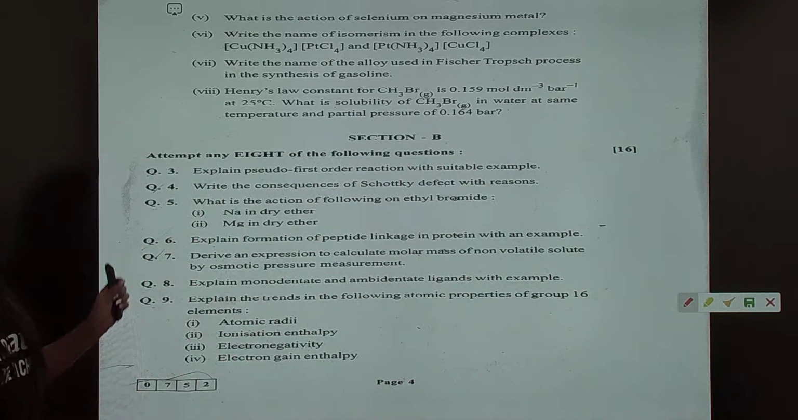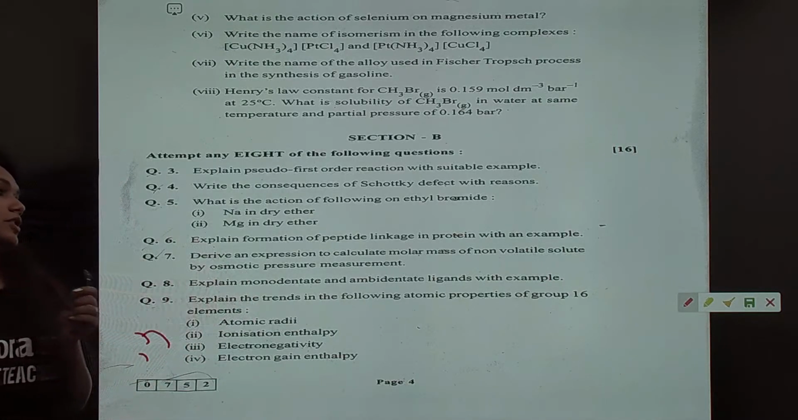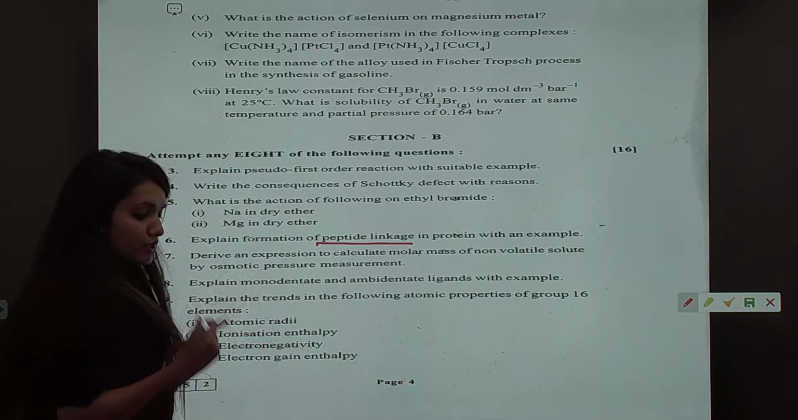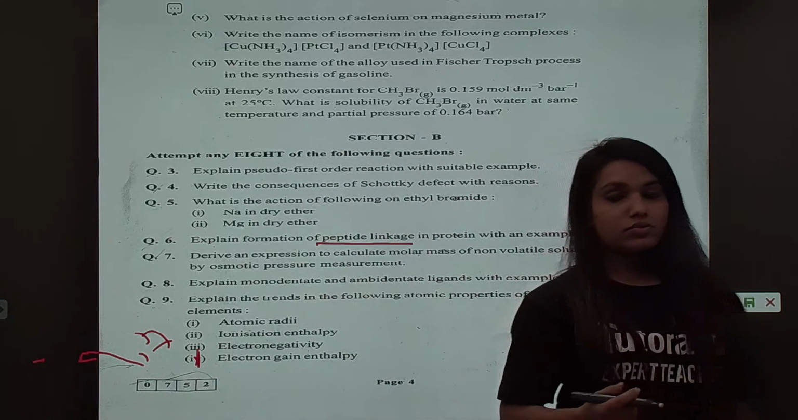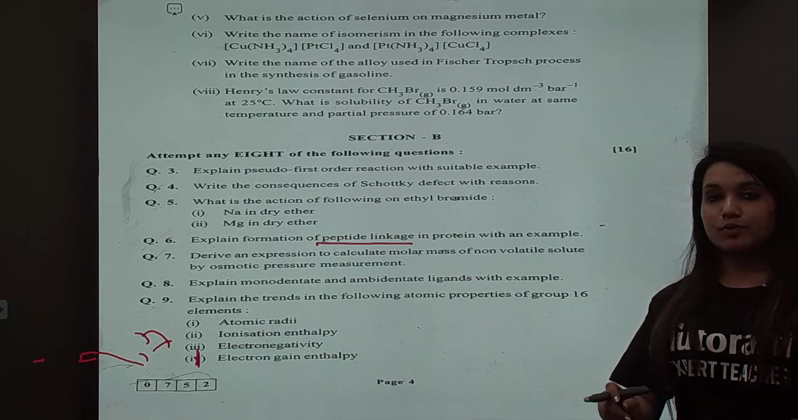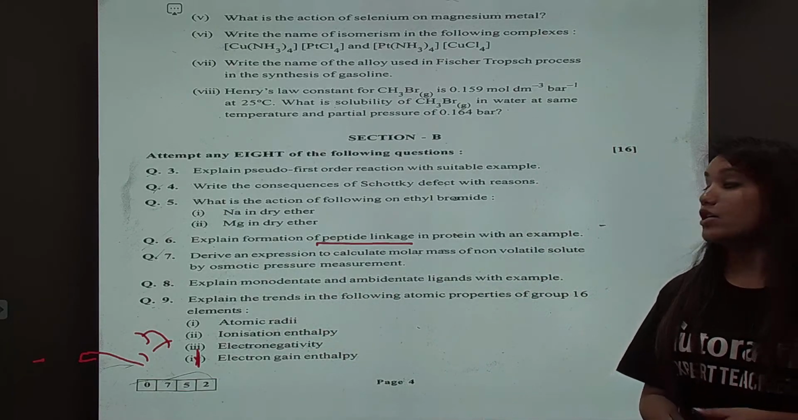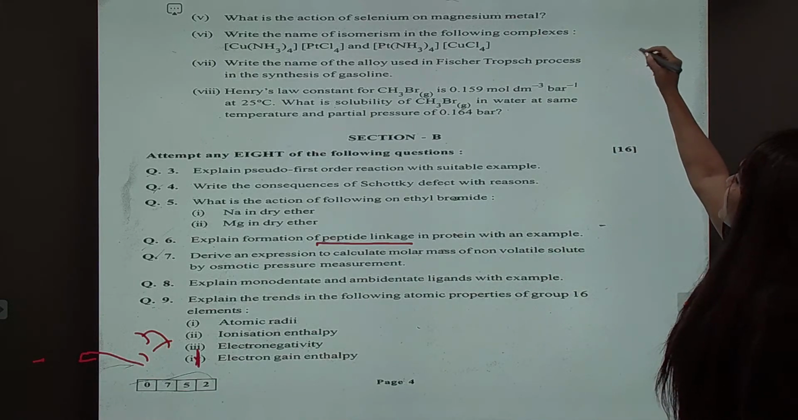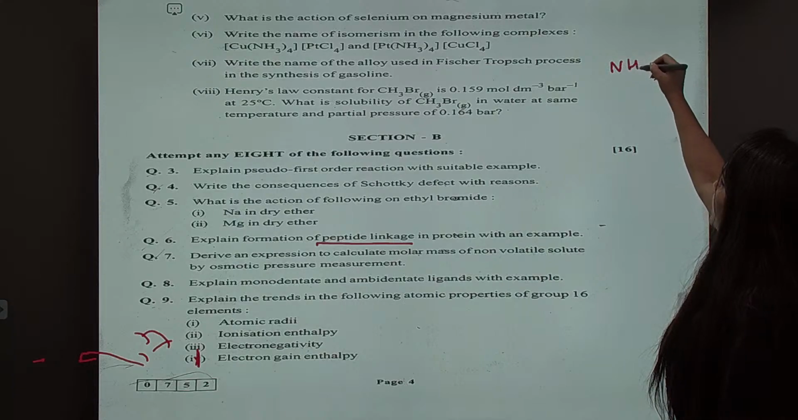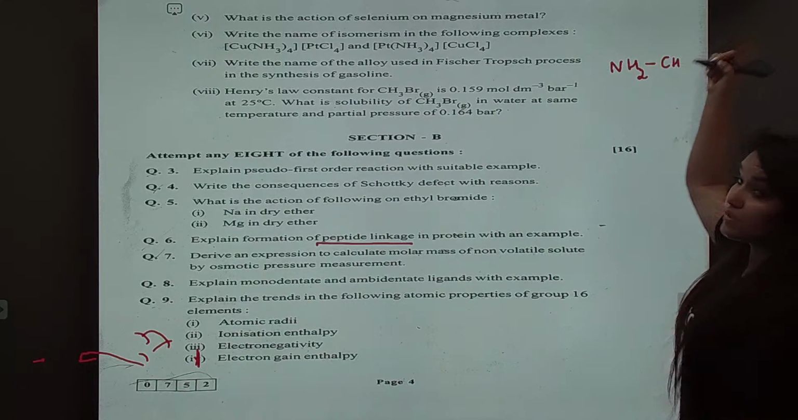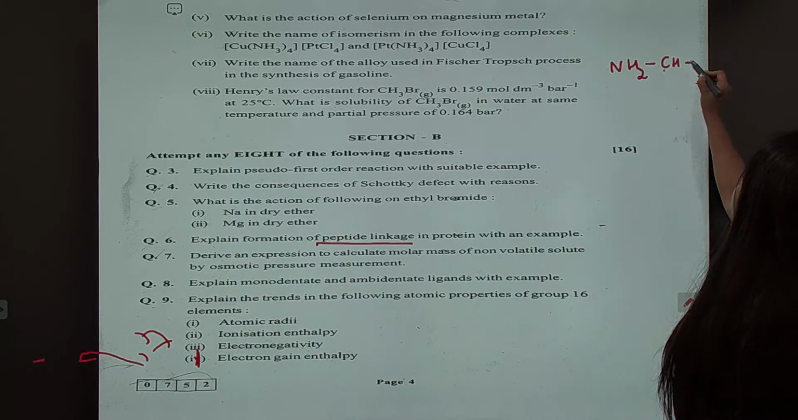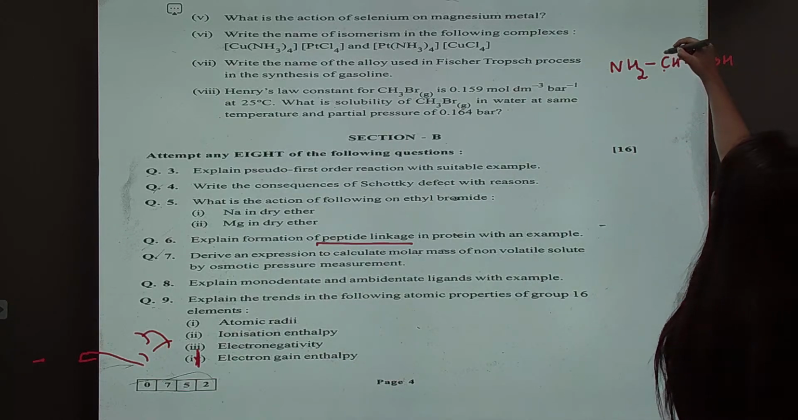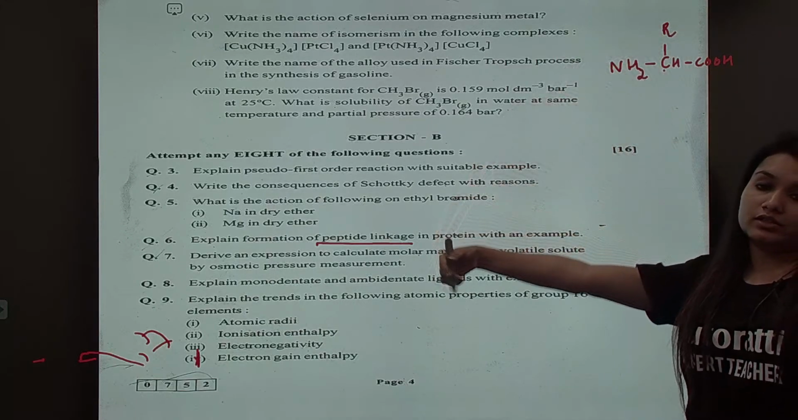Question number 6 says, explain the formation of peptide linkage in proteins with an example. First of all, when I say peptide linkage, how is this formed? A peptide linkage is actually made up of alpha amino acids. So let's take an alpha amino acid. Here is your NH2 connected to CH. Since it's alpha amino, this is my alpha carbon connected to COOH. Now there has to be an R group over here which will determine the examples further.